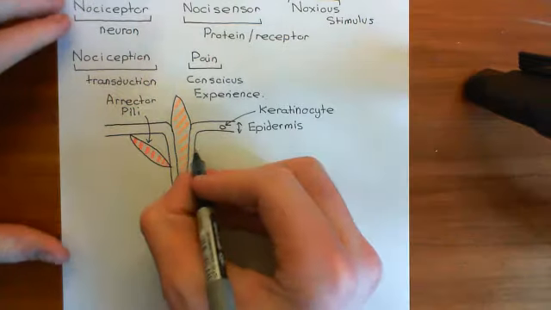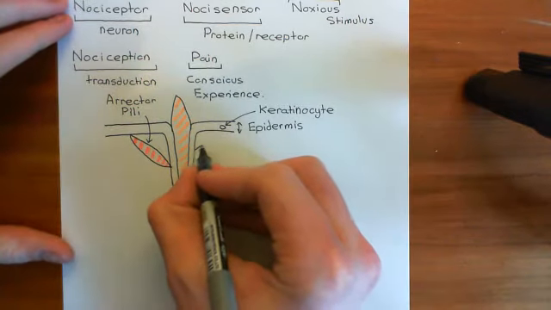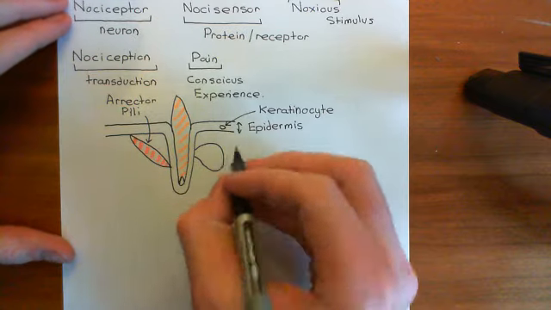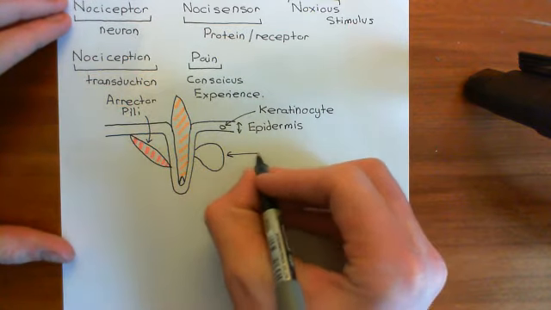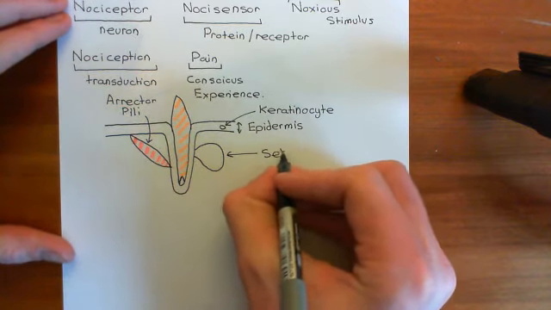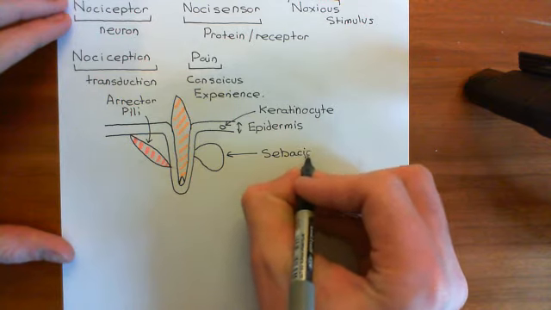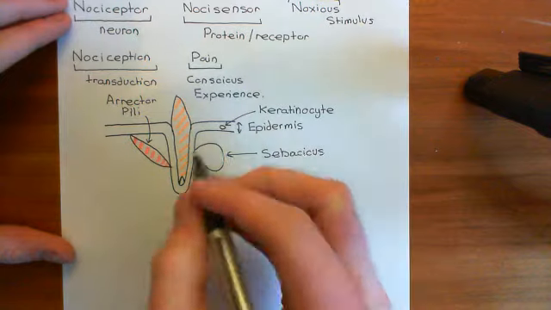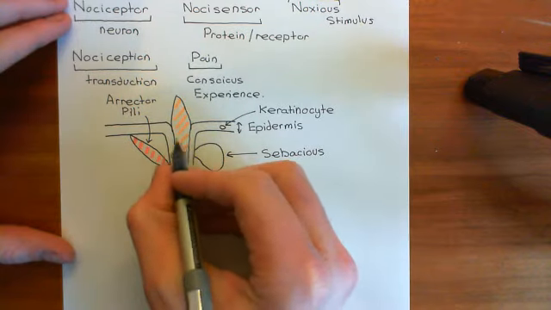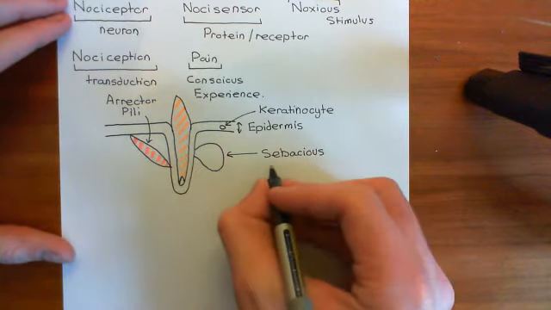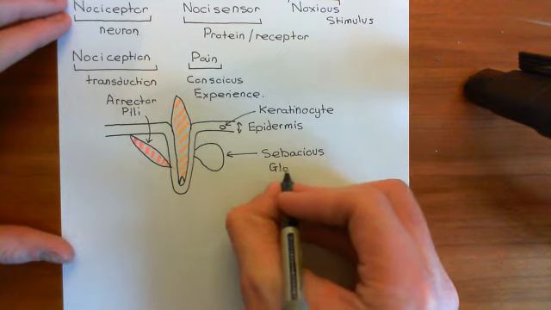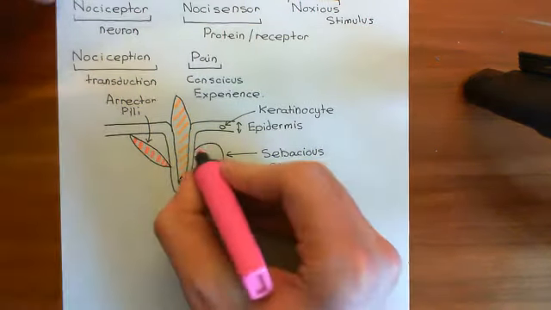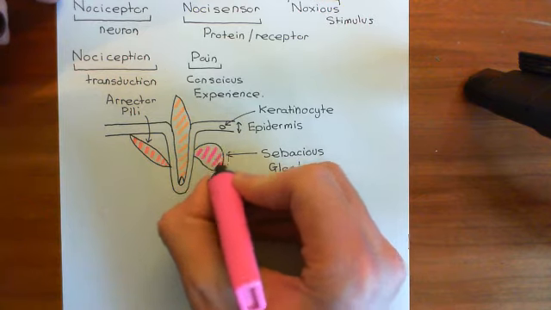Another structure that you can often have associated with hair follicles are things called sebaceous glands. So this is supposed to represent a sebaceous gland. These secrete sebum, which is a sort of oil, the skin's natural moisturizer basically, into the hair follicle, and this will lubricate the hair follicle. So this is the sebaceous gland, and I have it in purple here.